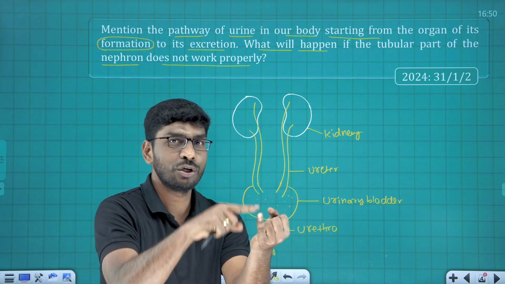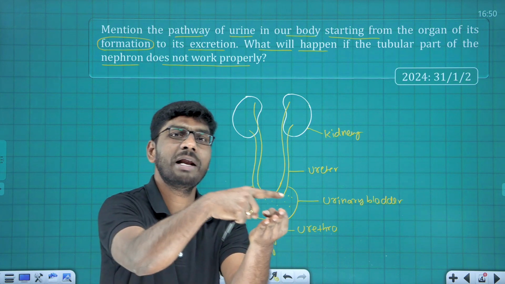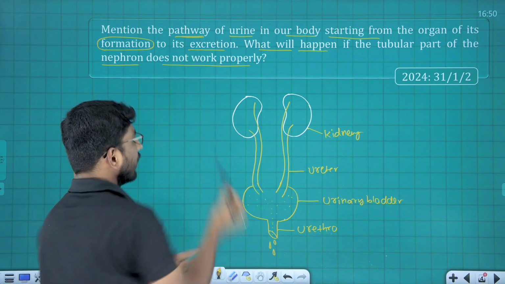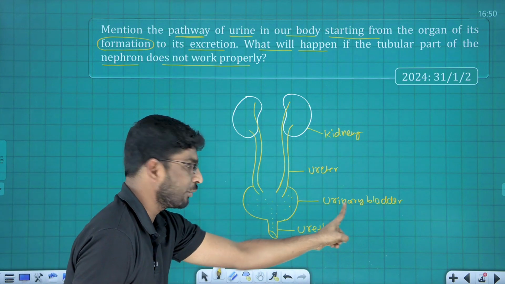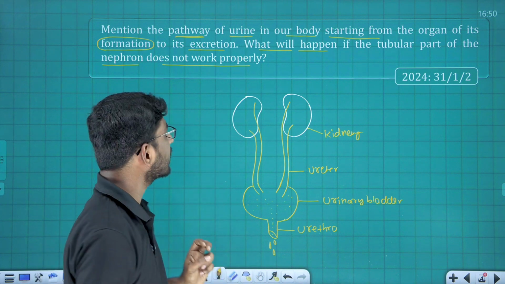The pathway is urine to urinary tubule to urinary bladder to urethra. This is the pathway. The answer is what, tell me? The pathway we already covered: urine, urinary tubule and urinary bladder to urethra to outside. Second part of the question, carefully look at the second part of the question.